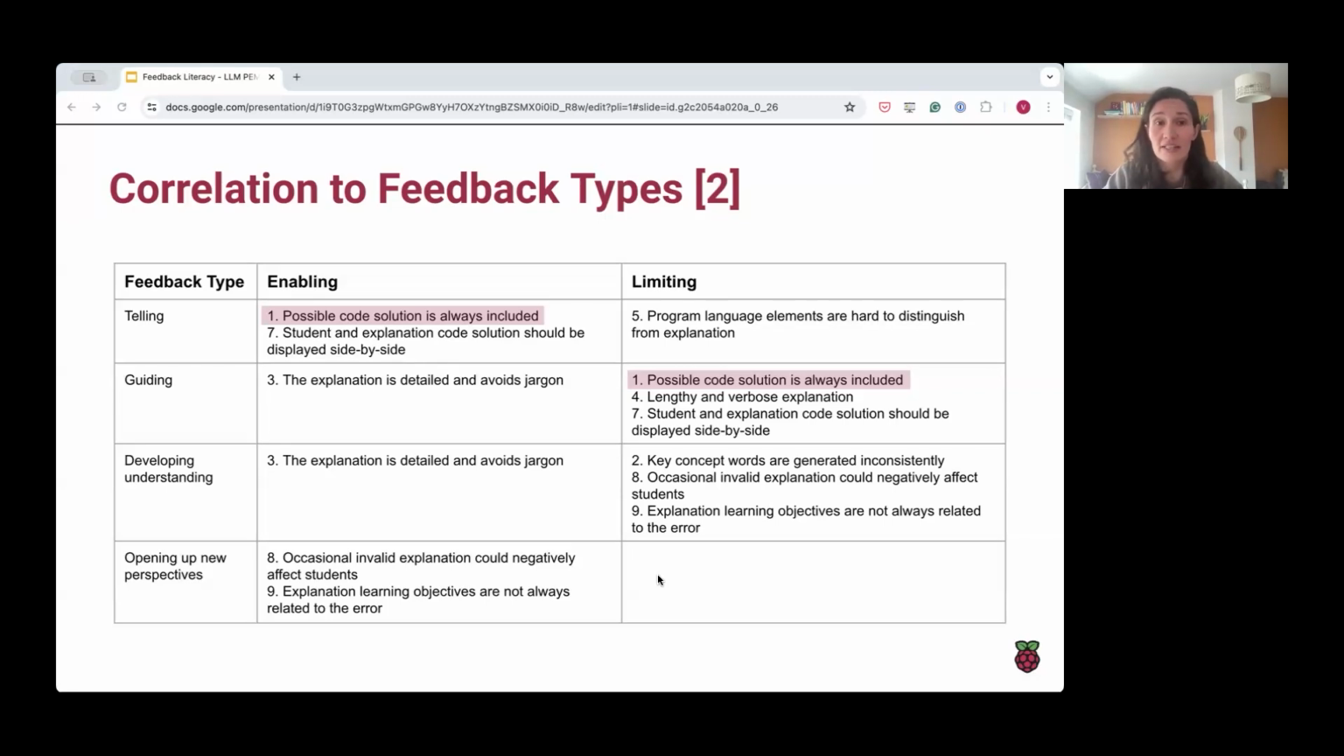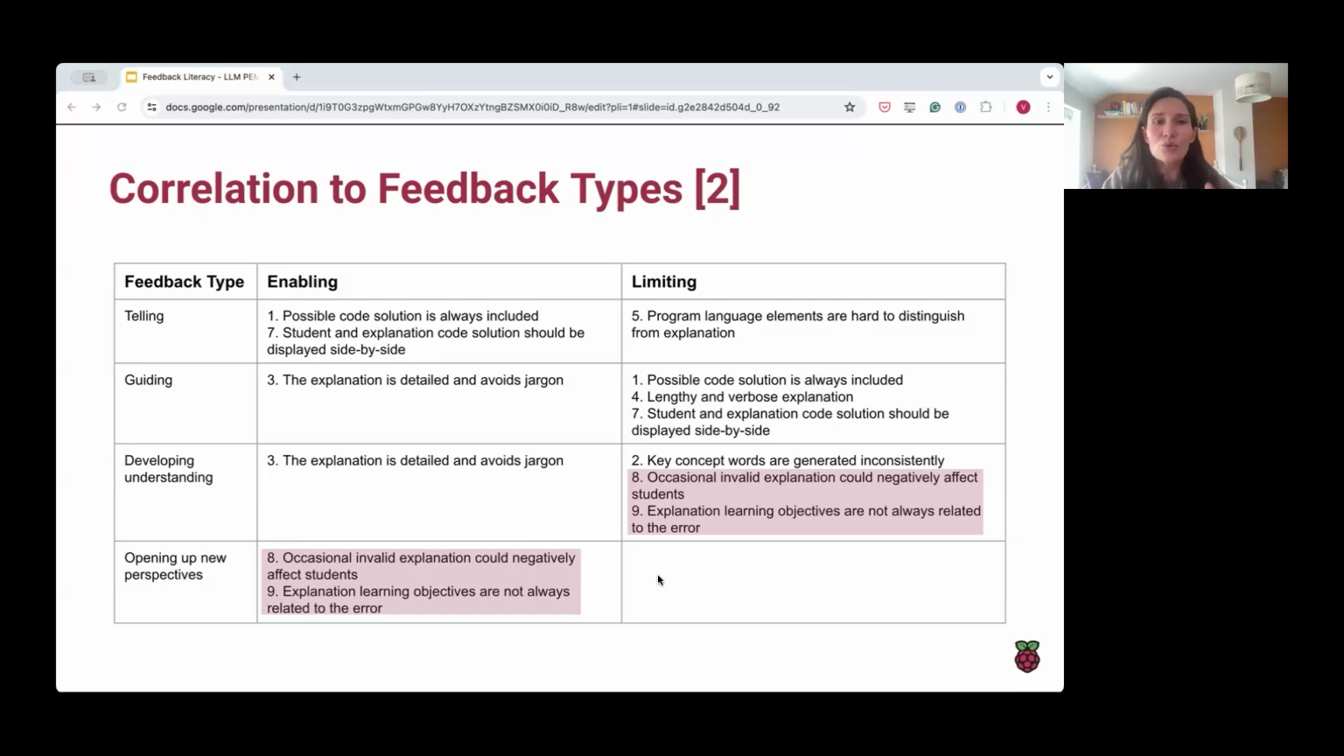told the correct code solution, and probably limits a guiding type of feedback where students may not take the time to understand the code solution presented to them or attempt to reach a solution by themselves. Similarly, invalid explanations that are either made up or unrelated to the error can hinder students from developing their own understanding of what is going wrong in the code.